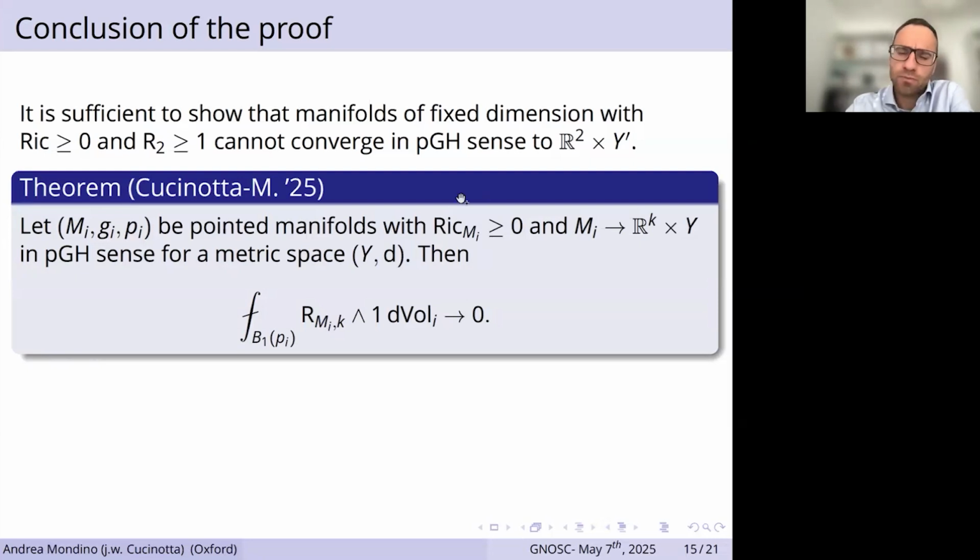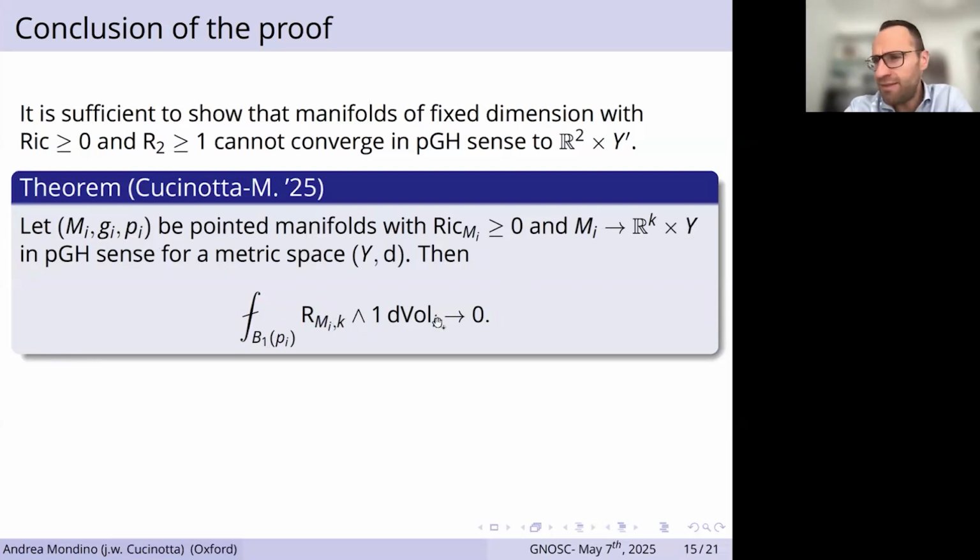Okay, so what we show is that if we have a sequence of pointed manifolds Mi, with center points pi, which have non-negative Ricci and which converge to some metric space which splits off k Euclidean factors in the pointed sense, then the average integral on the ball of radius 1 centered in this point pi of the sum of the smallest k eigenvalues of the Ricci truncated by 1 from above converges to 0.